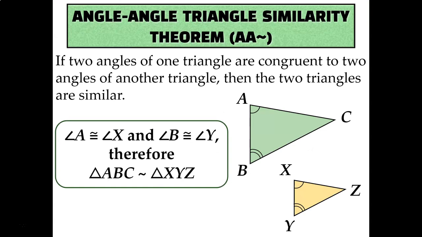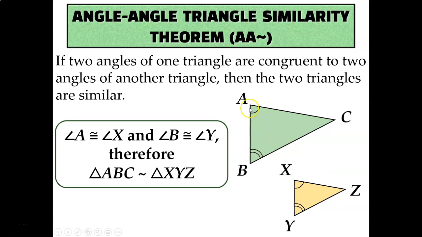The first is the Angle-Angle Triangle Similarity Theorem, or AA squiggle. If two angles of one triangle are congruent to two angles of another triangle, then those two triangles must be similar. We actually don't need to show that all three angles are congruent, because we could figure out that the third angles were congruent to each other using the triangle sum theorem.